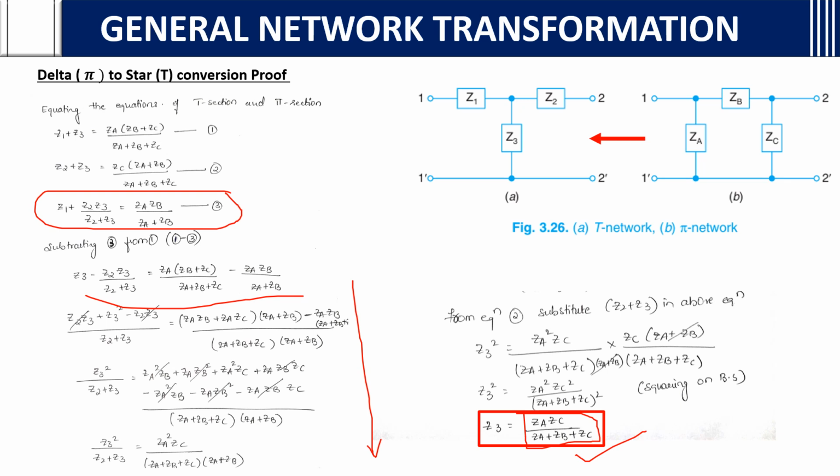For now, you should know the proof, because they may ask in the exam the proof of delta to star, or star to delta. For that you need to calculate in this way. In the same way, we get Z3.